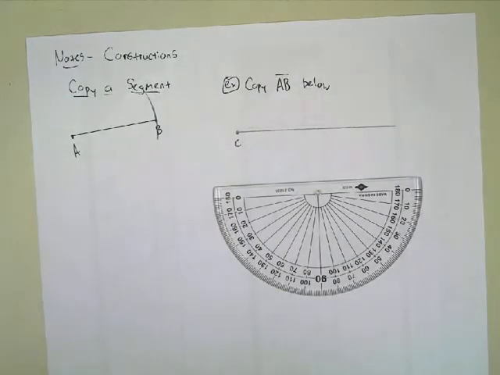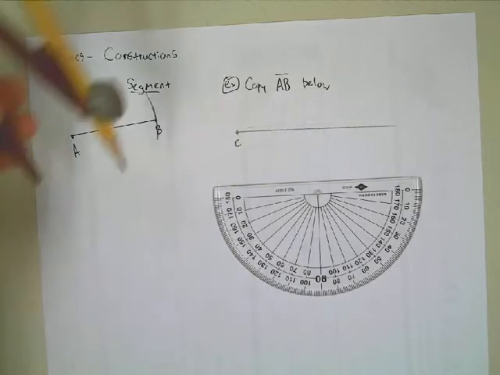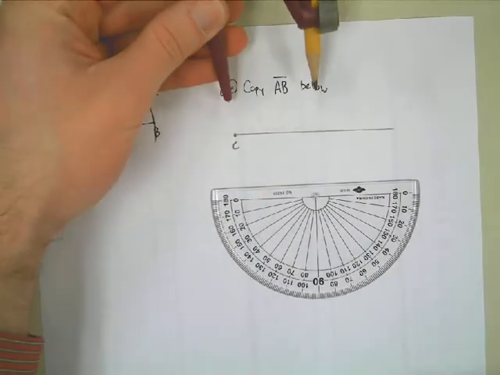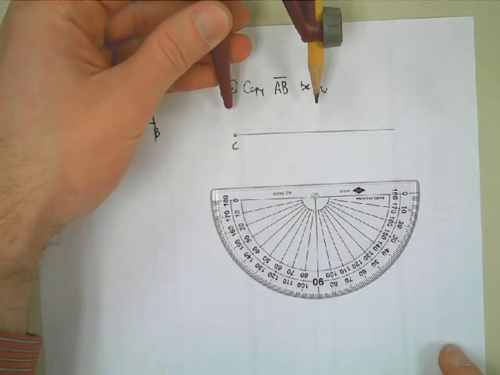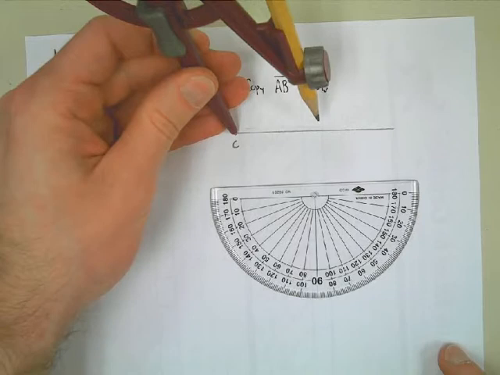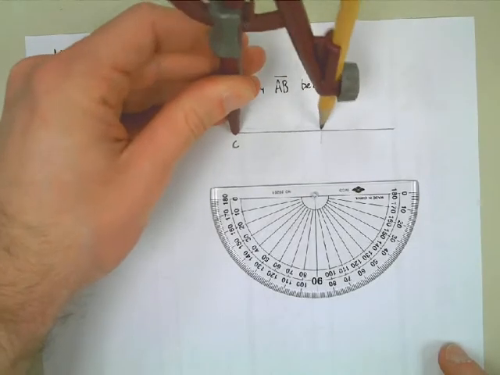All right. And then once you have AB marked off, without opening or closing your compass, we're going to move over here, and now where should I put the point of my compass? On C, exactly right. Put the point of the compass on C, and do the exact same maneuver. Swipe through there.